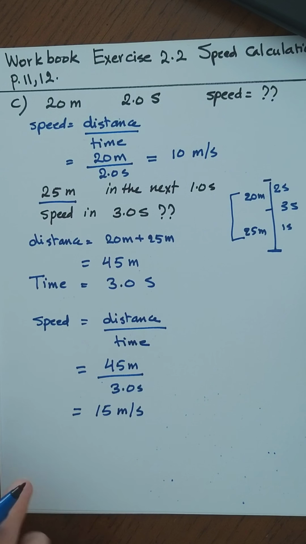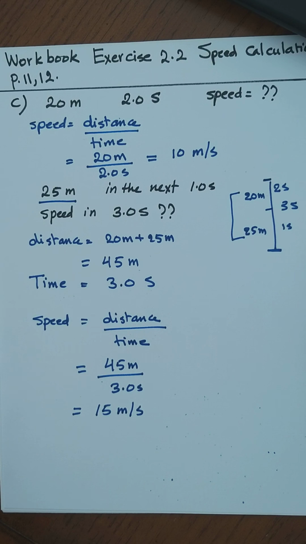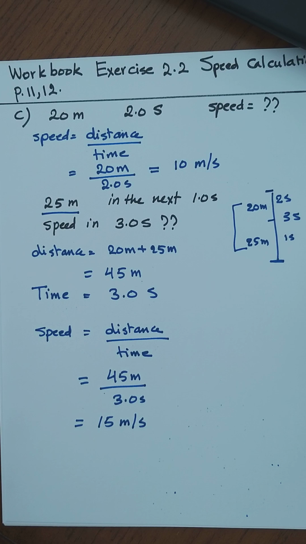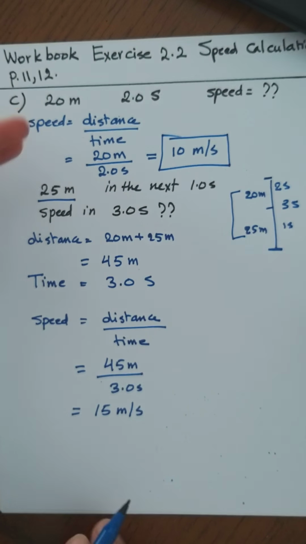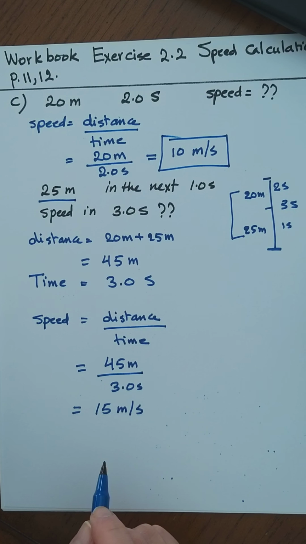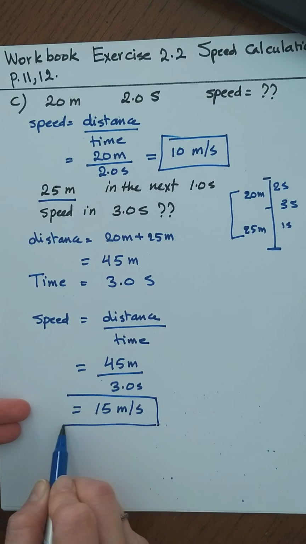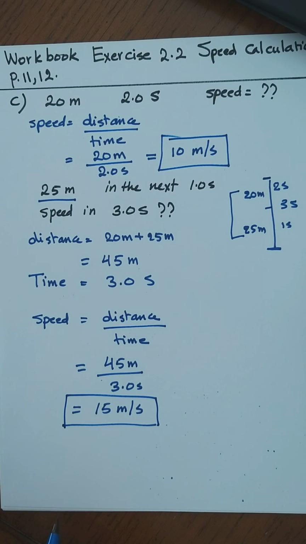What do you notice about the speeds as the time is increasing? The average speed of the falling stone now is changing. In the first 2 seconds, it was 10 meters per second. When the time increased, the speed has changed. It became 15 meters per second. This will bring us to the final part of the question.